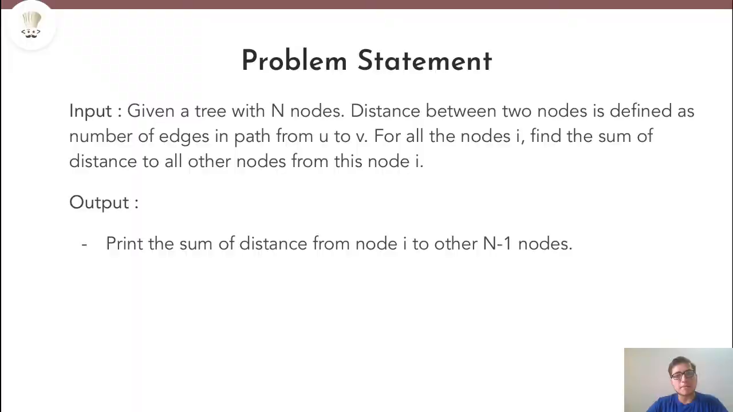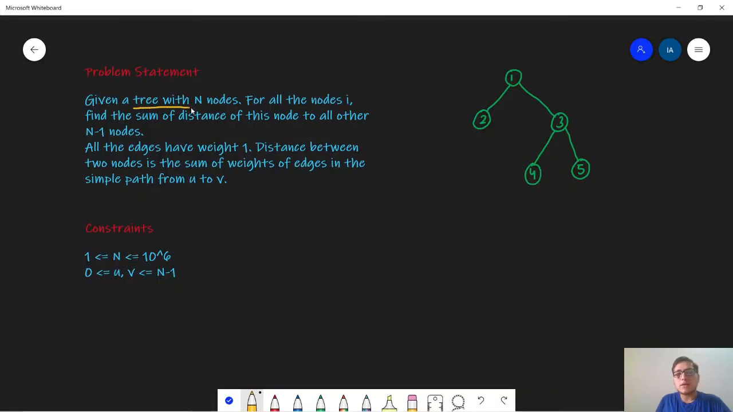With this, let's begin. In this problem, we are given a tree with n nodes. So let us take this tree as an example. The number of nodes is equal to 5. Now we define the distance between two nodes as the number of edges in the simple path from one node to the other. So distance of u comma v is equal to the number of edges in the path from u to v.